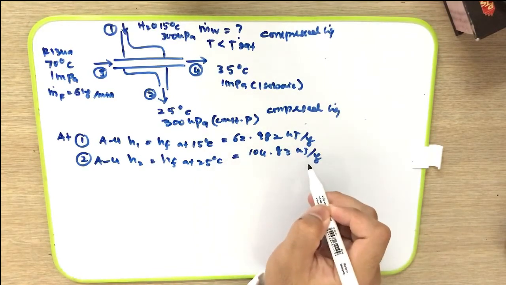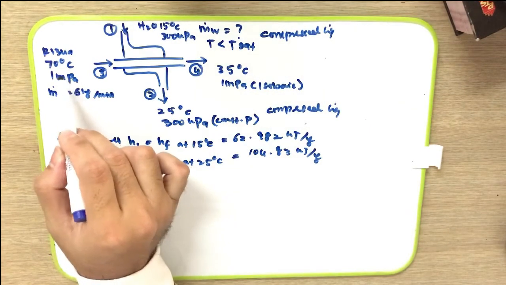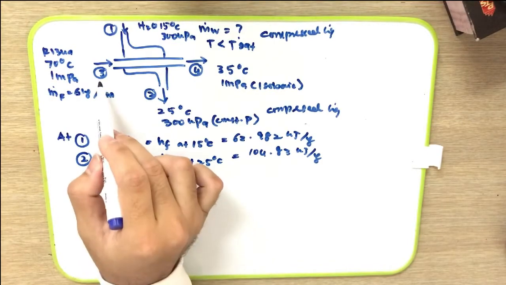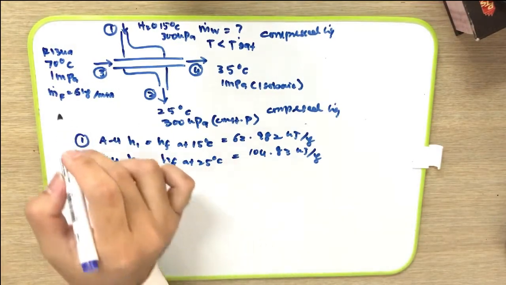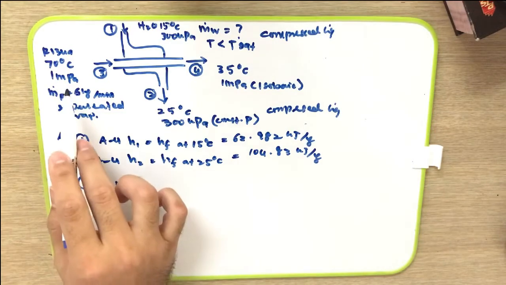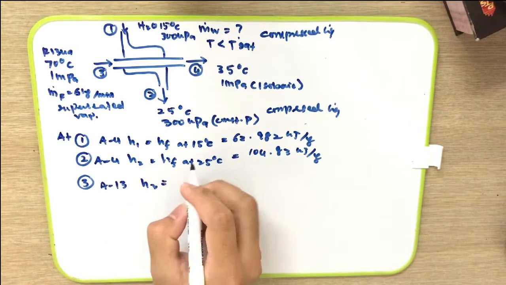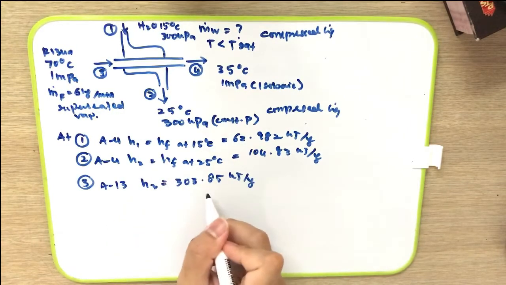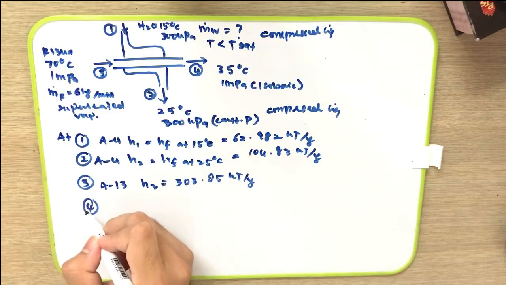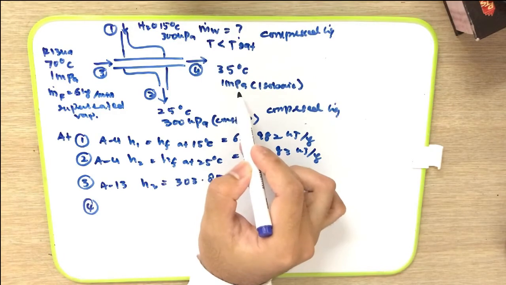So from table A4, H2 is equal to HF at 25 degrees C, and it is equal to 104.83 kJ per kg. Next, at stream 3, from 1 megapascal and 70 degrees C, it is found that the phase at stream 3 is superheated. So from table A13, by referring to 1 megapascal and 70 degrees C, we can find the H3 is equal to 303.85 kJ per kg.